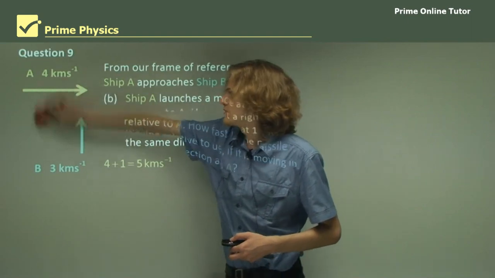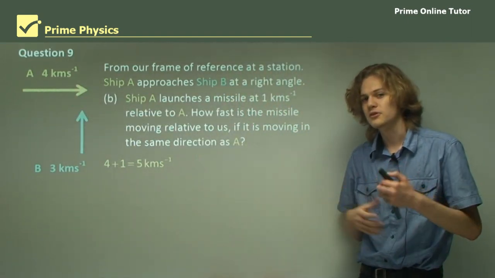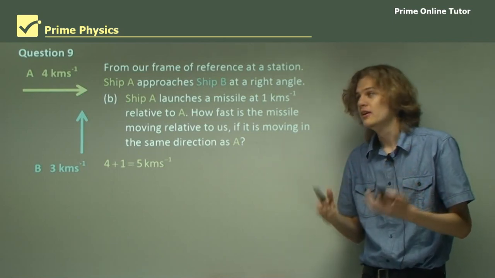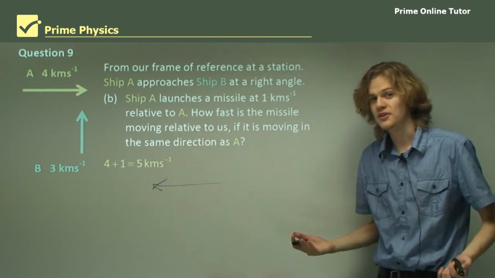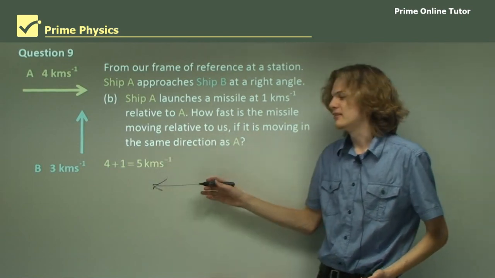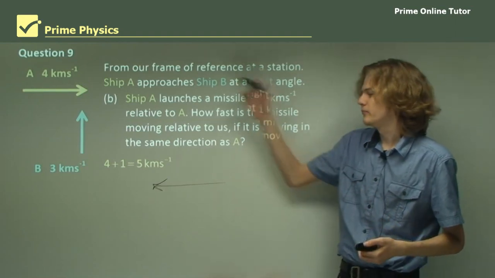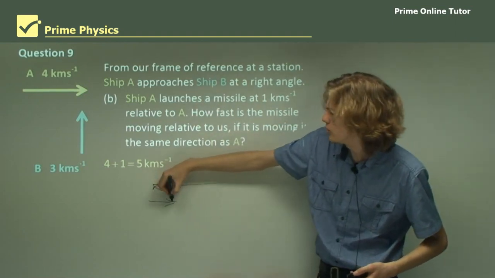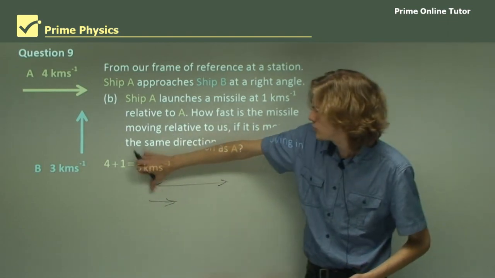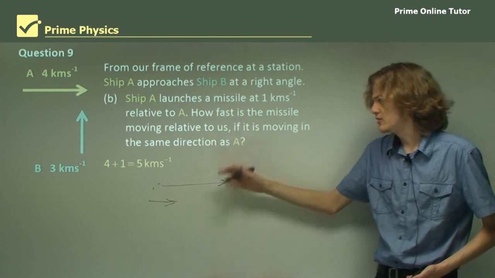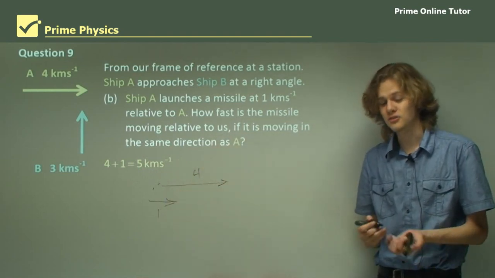Another way we can think of this is working from A's frame of reference. From A's frame of reference, we, the space station, the observer, are moving in the opposite direction at 4 kilometers per second. And then subtracting our observing velocity from the 1 kilometer per second missile means that we reverse this because we're subtracting, and adding these two vectors together, 4 and 1, also produces the 5 kilometers per second. That is the correct answer.